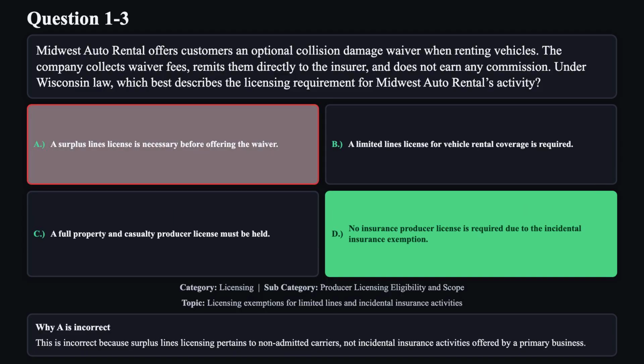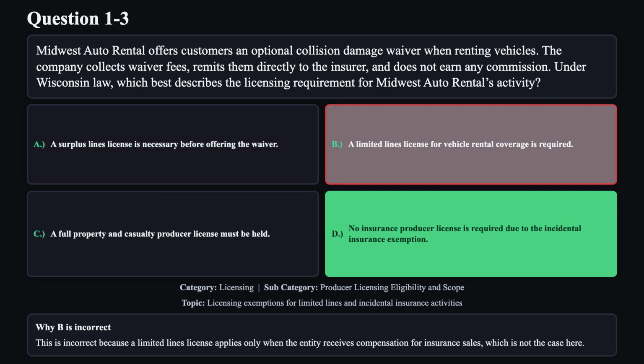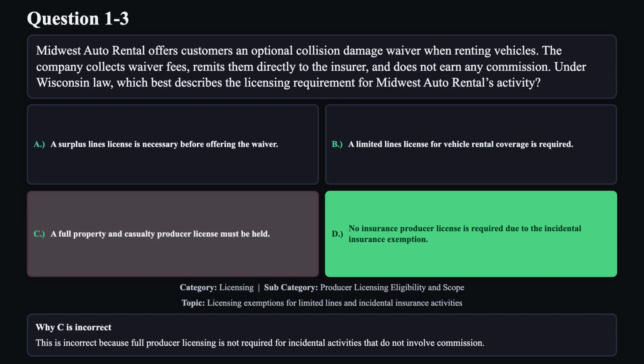Reason A is not correct. This is incorrect because surplus lines licensing pertains to non-admitted carriers, not incidental insurance activities offered by a primary business. Reason B is not correct. This is incorrect because a limited lines license applies only when the entity receives compensation for insurance sales, which is not the case here. Reason C is not correct. This is incorrect because full producer licensing is not required for incidental activities that do not involve commission.